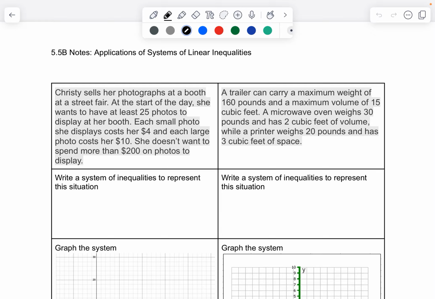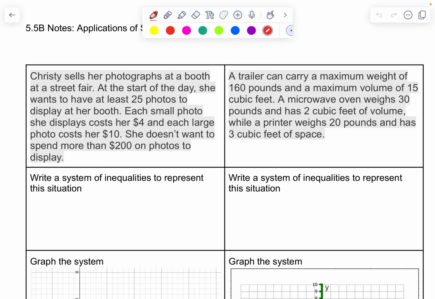Christy sells her photographs at a booth at a street fair. At the start of the day, she wants to have at least 25 photos to display at her booth. Each small photo costs her $4 and each large costs her $10. She doesn't want to spend more than $200 on photos to display.